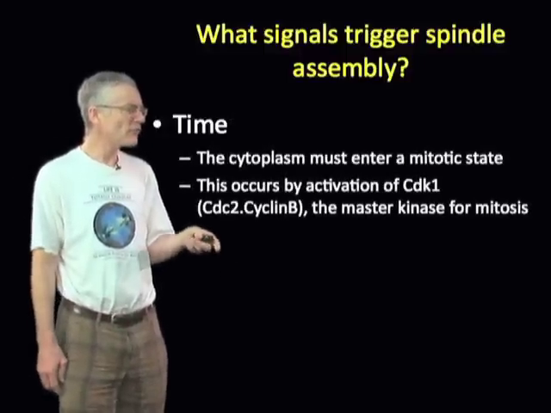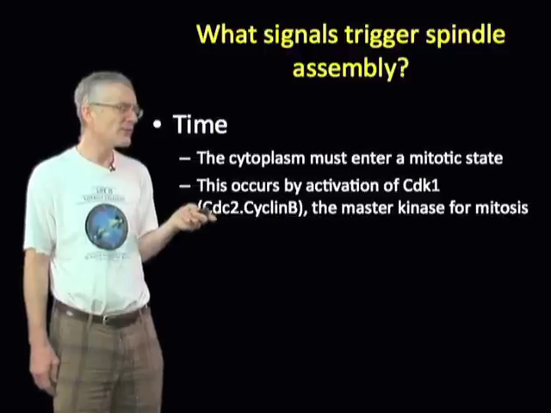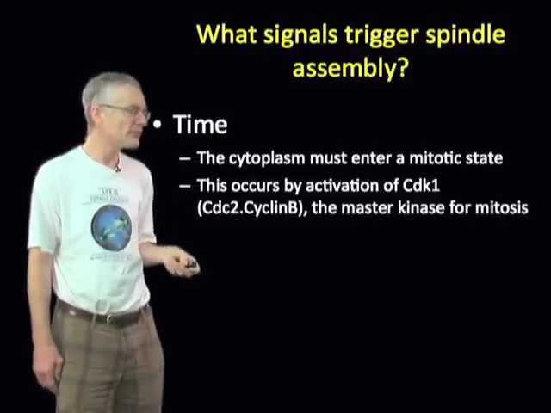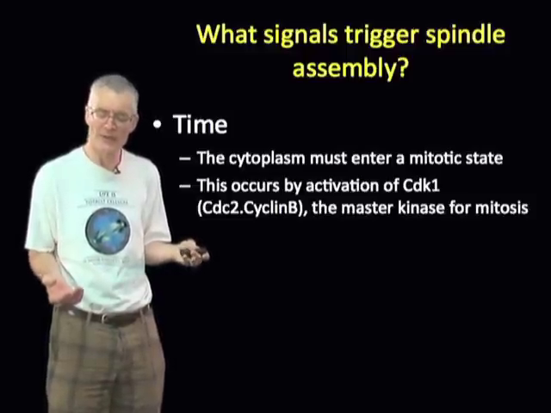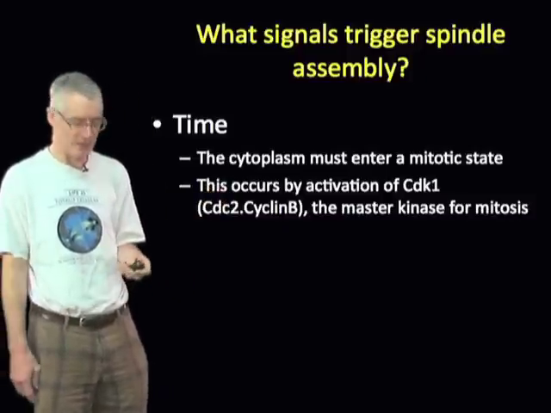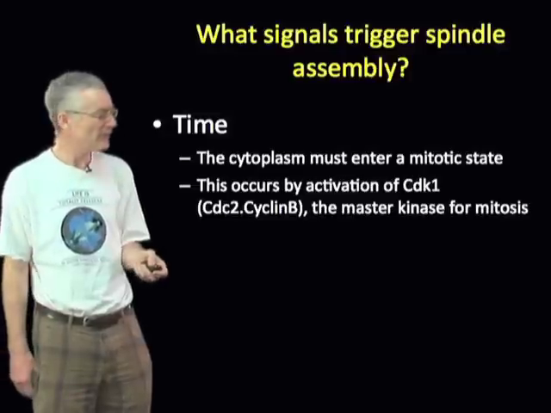The time question: to trigger spindle assembly, the cytoplasm must enter a mitotic state, and this occurs by activation of CDK1 kinase, the CDK1 cyclin B kinase. That's the master kinase that turns on all of mitosis. That's real textbook stuff, and it's by manipulating that system that we control whether the extract is in interphase or mitosis.